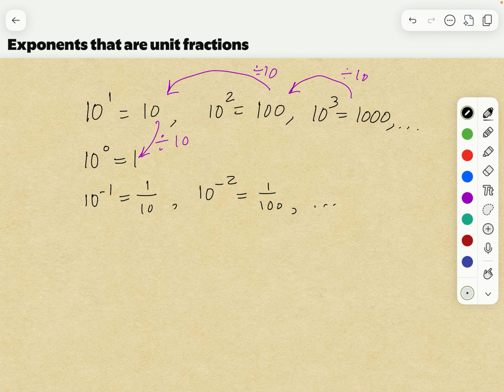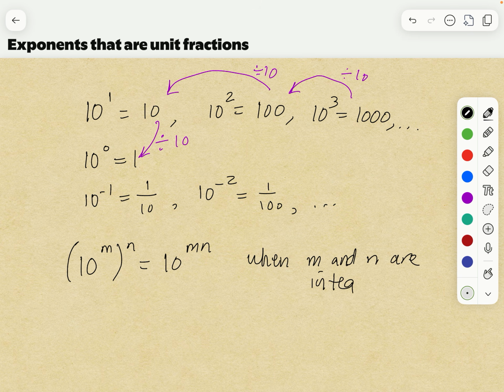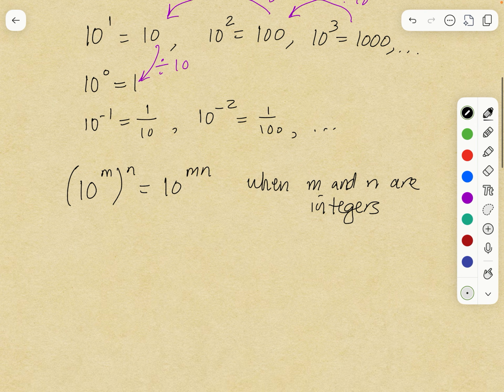And one of the properties of exponents is that if you have something like 10 to the m power, and you raise that to the nth power, that's going to be 10 to the mn power. Right? That's a property of exponents when m and n are integers. In fact, it's not just true when the base is 10, it's true for any base.